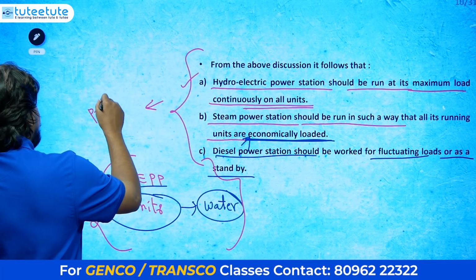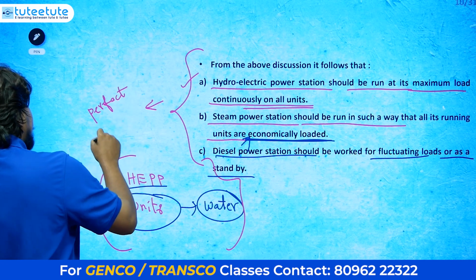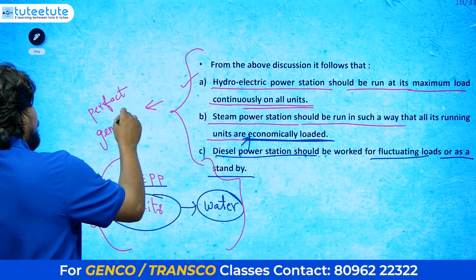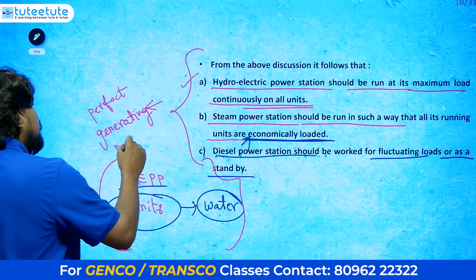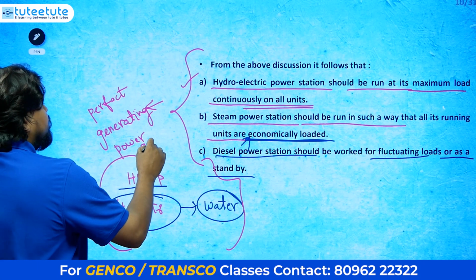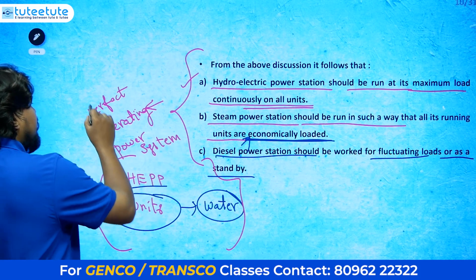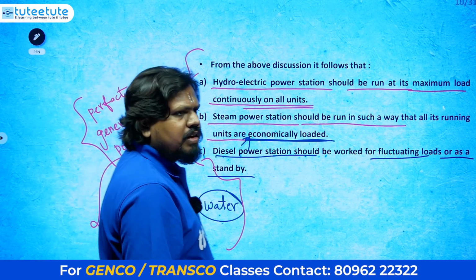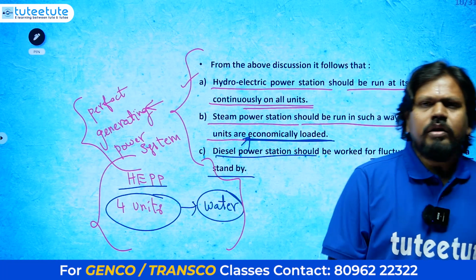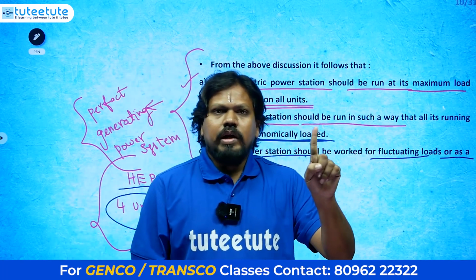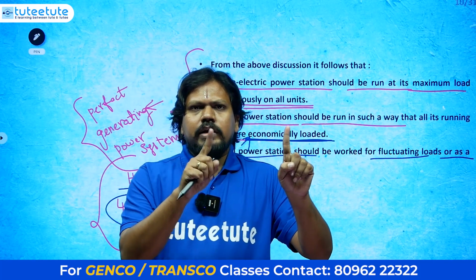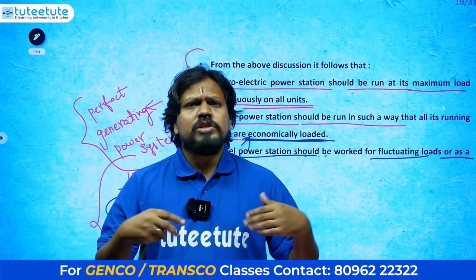I will tell you what this perfect generating system, or perfect generating power system, is. It is a perfectly working generating system. What it means is, if we have one hydroelectric power plant, one thermal power plant and one diesel power plant, this is the question.